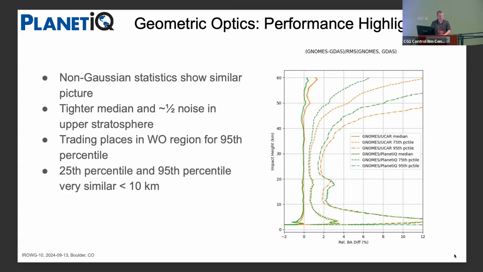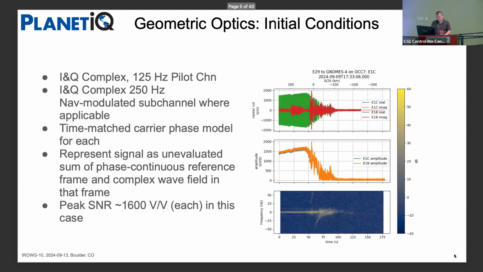Non-Gaussian statistics show a very similar perspective, where median statistics for PlanetIQ data processed by PlanetIQ are considerably tighter against GDAS, as well as the 75th and 95th quartiles.